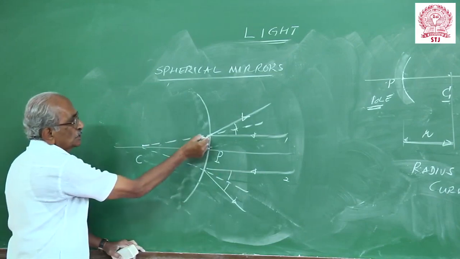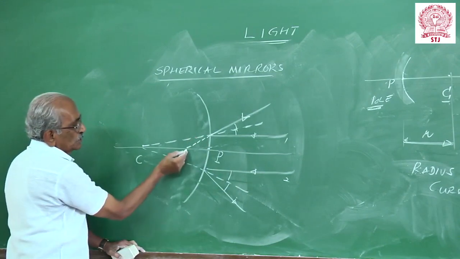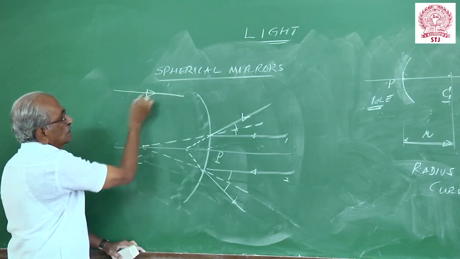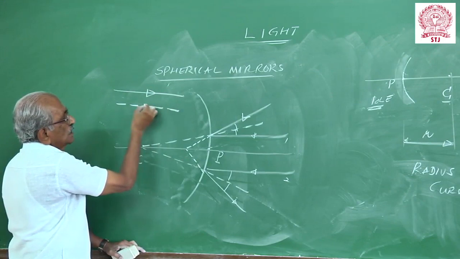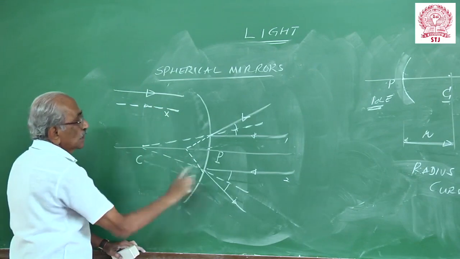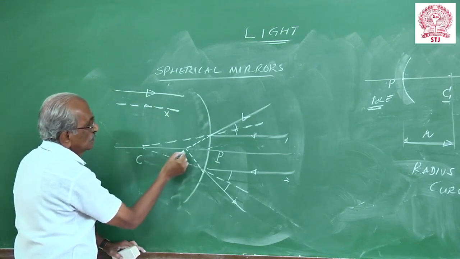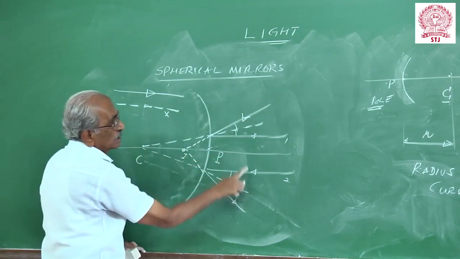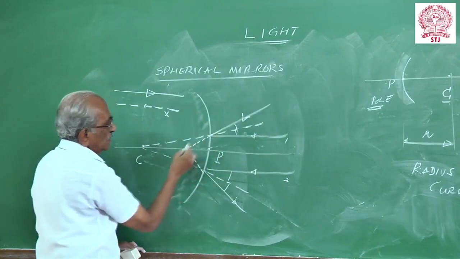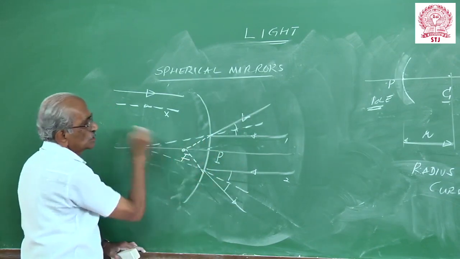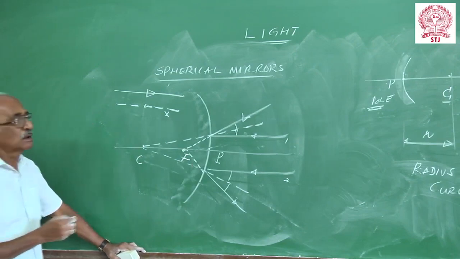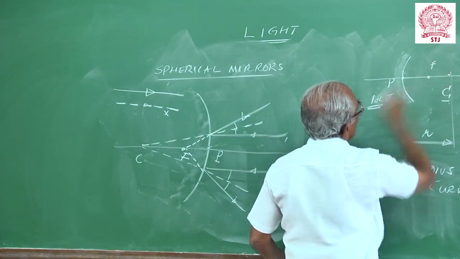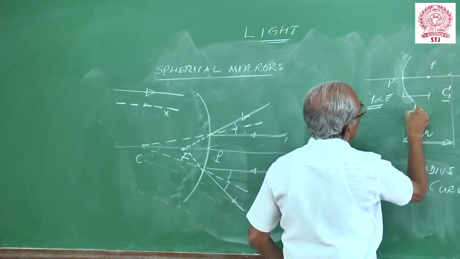Now produce this backward. This is the actual path, this is the virtual path. Light really doesn't go there, but it would have gone if there had been no mirror. See, this is the image. So rays parallel to the axis, after reflection, appear to meet at that point. That point is the focus. Now here, see, this is the focus. This distance is called the focal length.